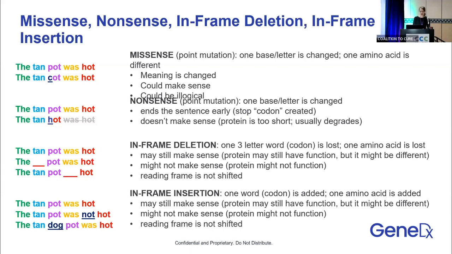And then you can have what we call an in-frame deletion, where within that frame, you have a deletion of one of the 3-letter words or codons. And again, it may still make sense, but then it might not make sense. It just depends. But the reading frame itself is not shifted. And then for an in-frame insertion, it's just the opposite of a deletion. You have an insertion of a codon. And again, it may still make sense, but then again, it might not. And so it could affect the protein products. But again, the reading frame is not shifted.